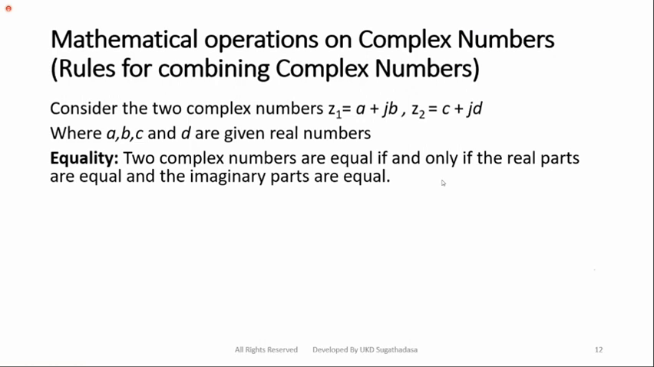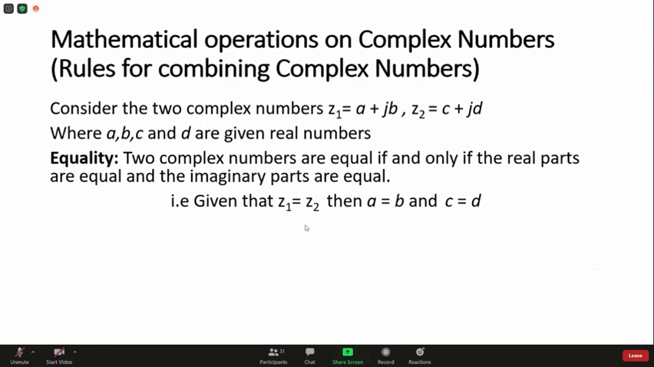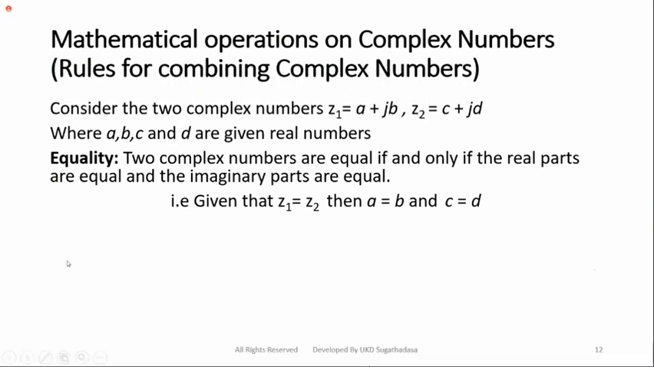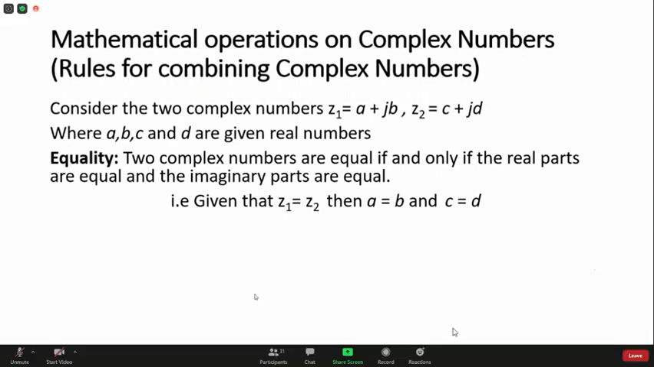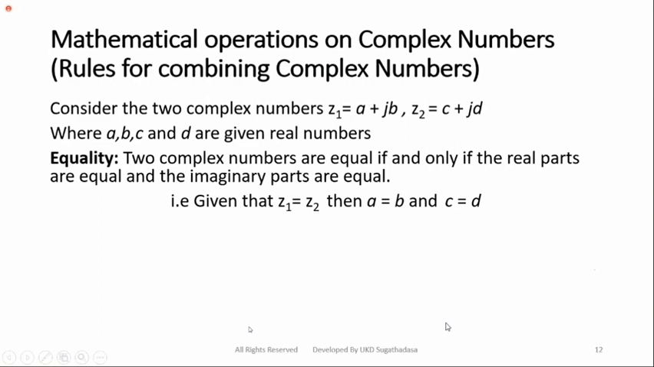Equality. What is the condition to be satisfied for two complex numbers to be equal? Two complex numbers are equal if and only if the real parts are equal and the imaginary parts are equal. That's the rule. Given that Z1 equals Z2, then A equals C and B equals D. There's a typing mistake on the slide there, and I'll correct it later. You can understand it easily: real parts, A equals C; imaginary parts, B equals D.